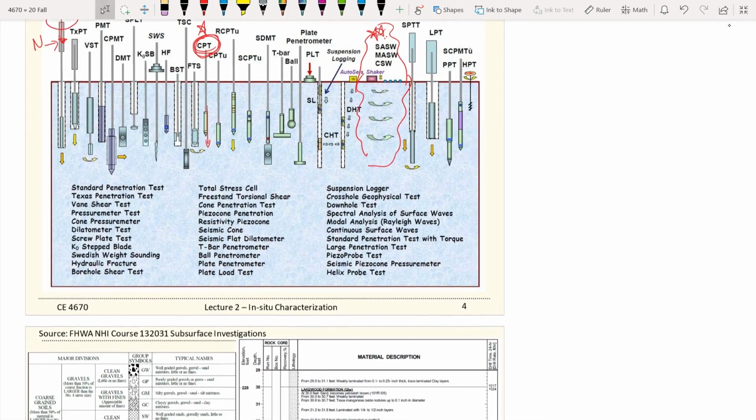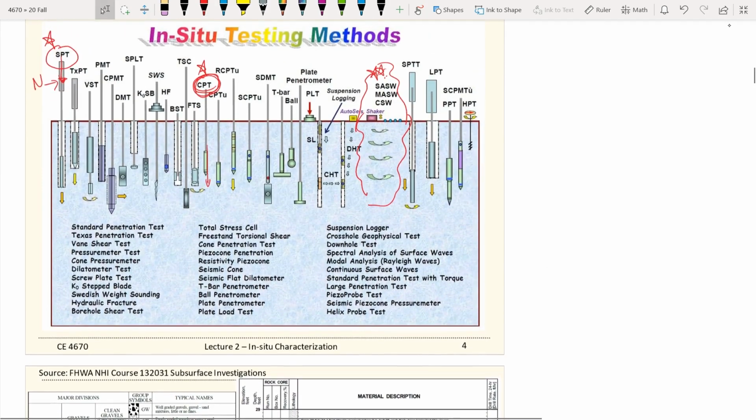So this is the overview of those testing methods. In this class we are only able to cover two, but as your career develops, you may pick up more methods based on the career path you have chosen, especially if you work as a geotechnical engineer.